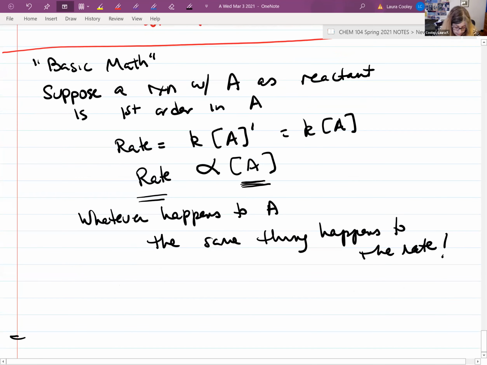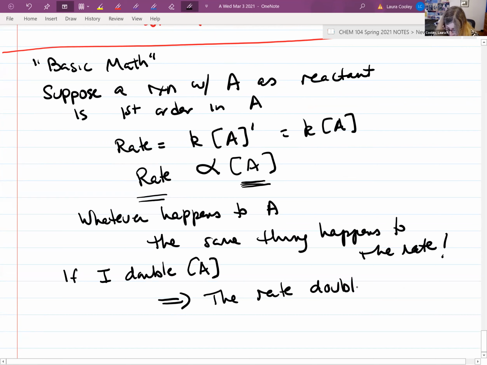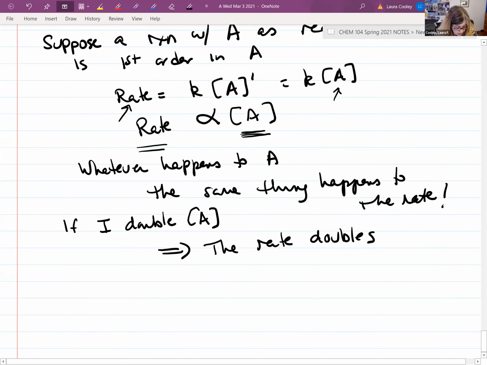Okay, so for example, if I double the concentration of A that I start out with, what's going to happen to the rate? The rate doubles. Okay, you could see that here. If I suddenly multiplied that concentration of A by 2, it would end up multiplying the rate by 2 because they're proportional to each other.